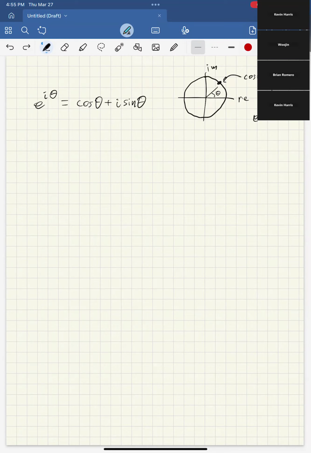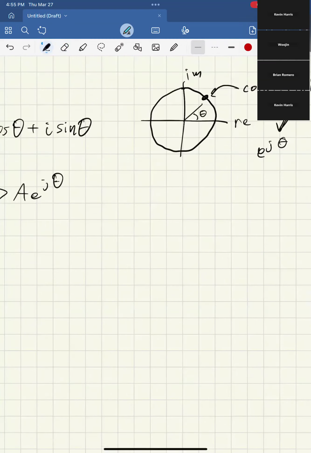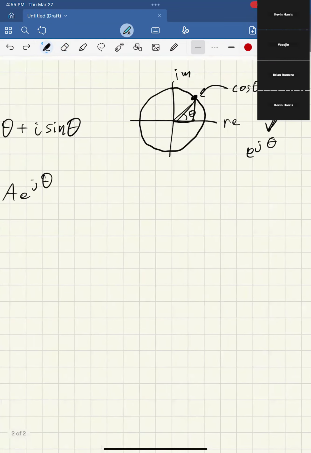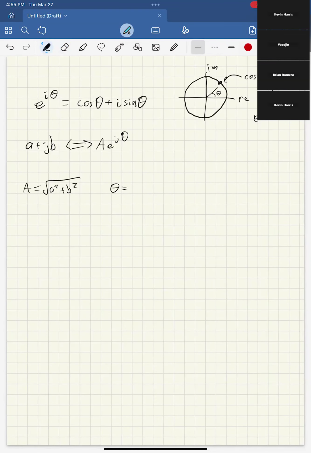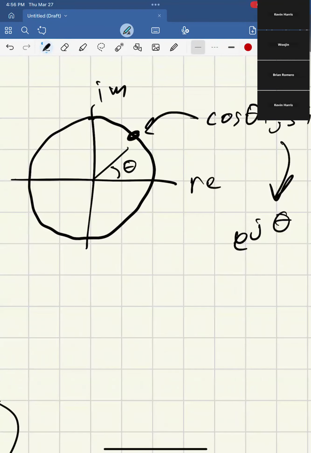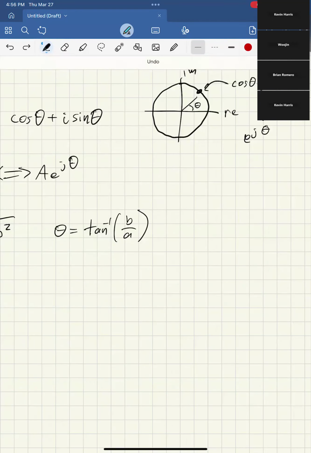And then, the little bit of complex math you need to know. If I am in the A plus jB form and I want to go to the A e to the j theta form, there are a couple of ways you can do it. The way I do it is A equals the square root of A squared plus B squared, because of the distance formula: we've got a right triangle here, Pythagorean theorem, bam. And then theta equals the inverse tangent of B over A. Again, think about the unit circle. The real part is like the cosine, the imaginary part is the sine, so this angle is going to be sine over cosine. And it works itself out like that.